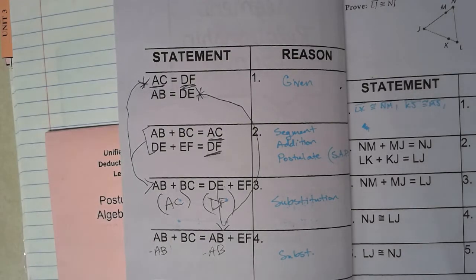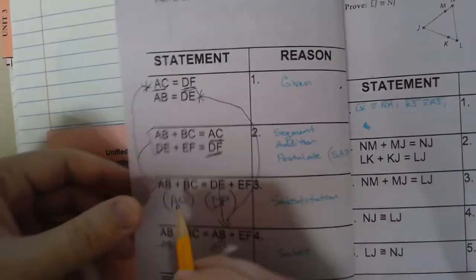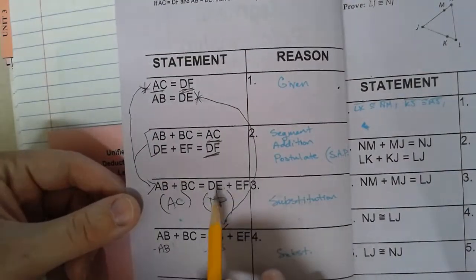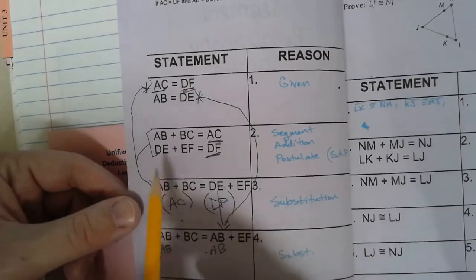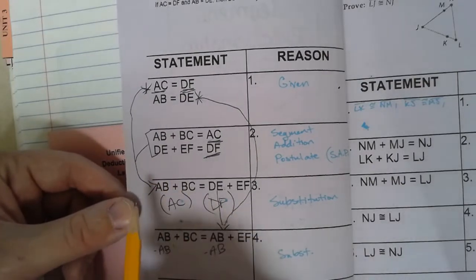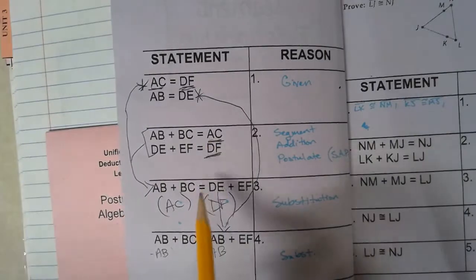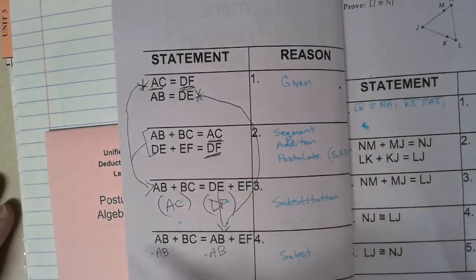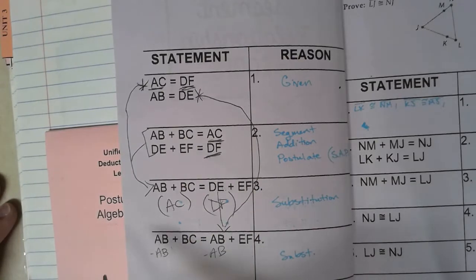Okay, so I've got some pieces in there that look familiar. I've got an AB plus BC here, and an AB plus BC right here. I've got a DE plus EF right here and a DE plus EF right here. So for some reason, they set those two equal to one another, even though up here they're in two different equations.